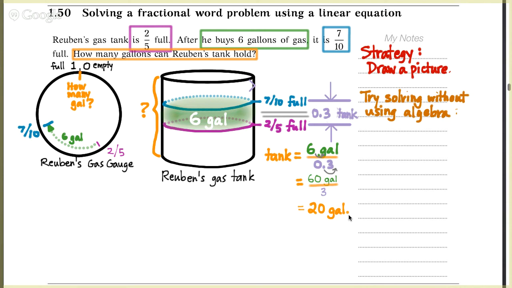And we didn't have to use algebra to get there. We just drew kind of a clever diagram. And there was enough suggestion of arithmetic in that diagram to help us figure out how to reason our way into the size of Ruben's gas tank.